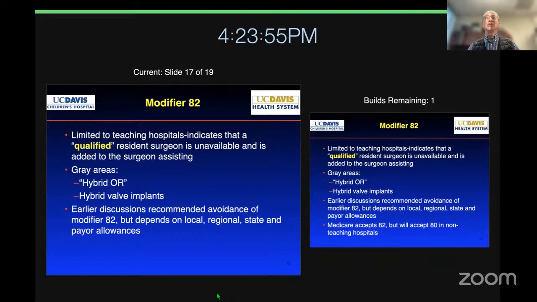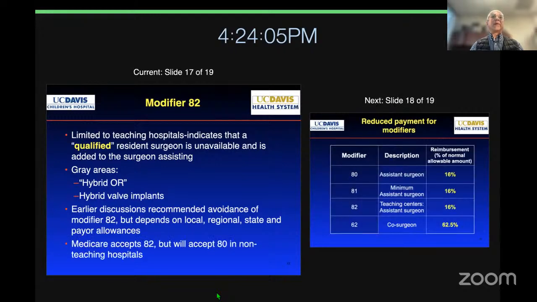So oftentimes you need 2 attendings, even if you had an interventional fellow there. Again, there's a lot of variations from state and regional differences, and again, you work with your coders on this. Medicare accepts 82, but won't accept 80 in the non-teaching hospitals. Again, that's just something that should be noted.